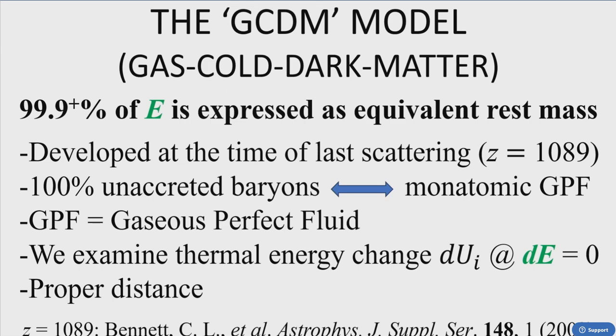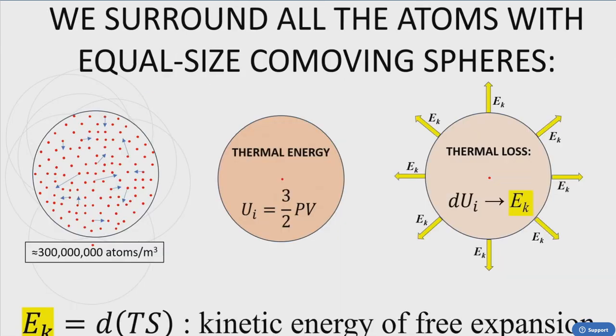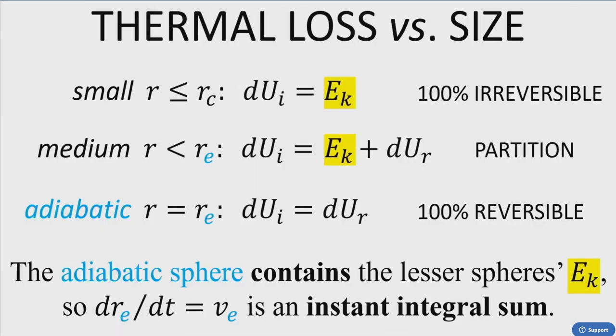We do that by examining its thermal energy change. We surround each and every atom in this perfect fluid with the same size co-moving sphere, which has thermal energy, which drops as the sphere expands and converts into the radial kinetic energy of free expansion. So there's three sizes of sphere we're going to examine here. First, the small spheres. Any radius from a basketball up to about 0.03 light years, there is no loss to gravity, and all these spheres expand at the same maximum rate, the thermal root mean square speed of their atoms.